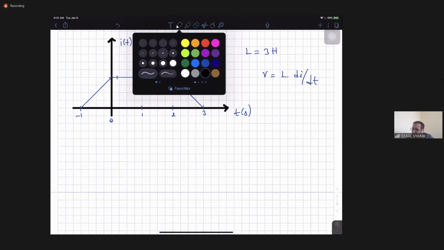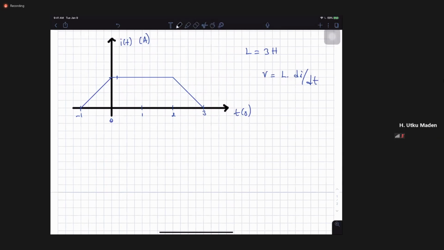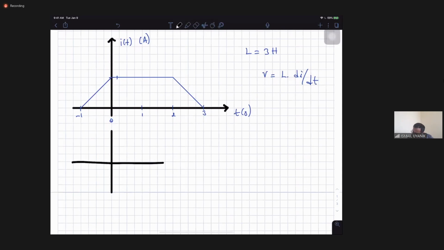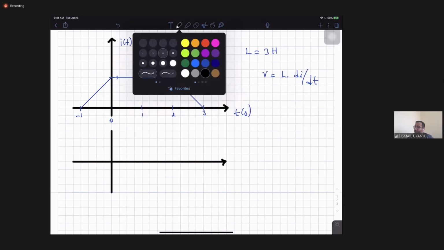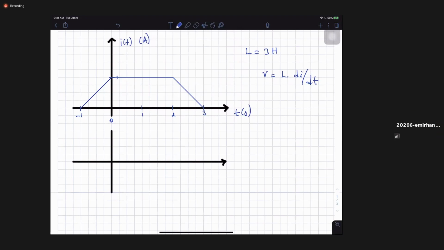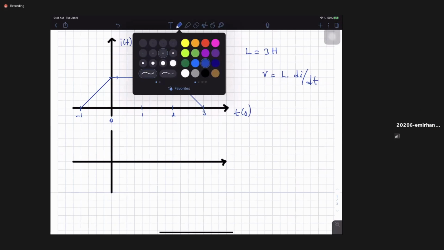I will put these graph lines here so that we can use them when we plot. Okay, now I need a volunteer. I can help you maybe. Of course. Can you say your name, by the way? My name is Emirhan.